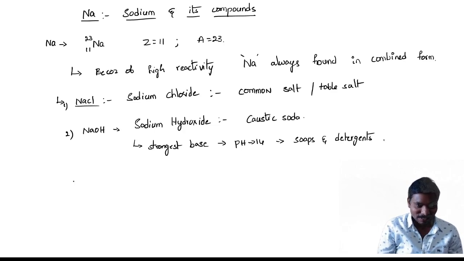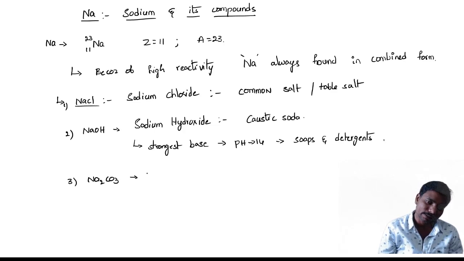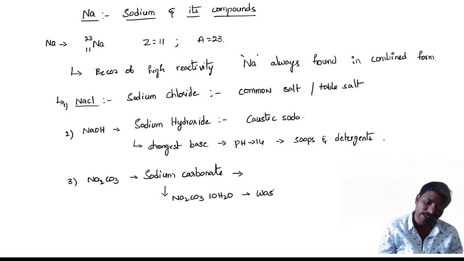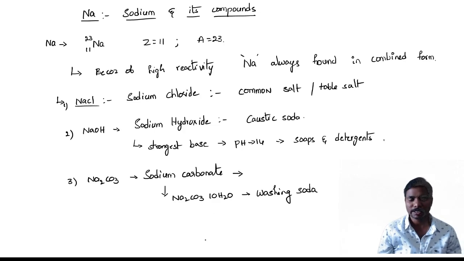Coming to the next one, after NaCl and NaOH, Na2CO3, sodium carbonate. Sodium carbonate with water, Na2CO3 10H2O, is called washing soda. Very important for exams: washing soda chemical formula Na2CO3 10H2O. It is used for washing purposes.